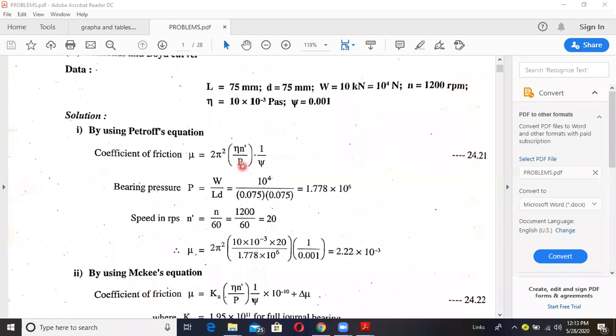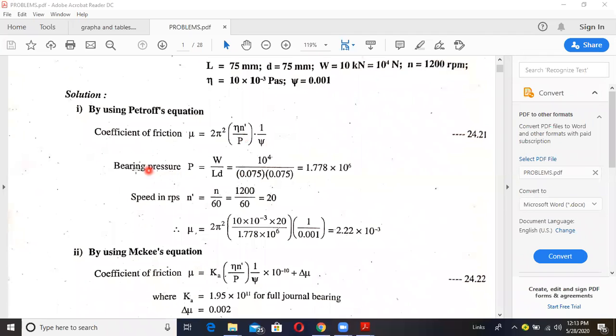So here there are two unknowns: one is the bearing pressure, and the other is n dash. First we will calculate bearing pressure. The formula is P is equal to W divided by L into D. Substitute W, L and D, then we will get the pressure. Here we convert length and diameter into meters, so we get pressure in Newton per meter square. Next we calculate n dash, the speed in RPS.